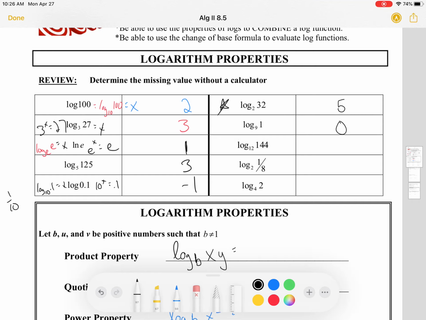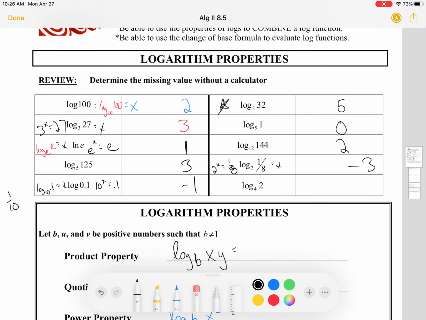Next up, this one should be easy as well. Log base 12 of 144. 12 to what power is 144? Should say, well, that's 2. Okay, next up, log base 2 of 1 over 8. Again, we're getting smaller here, so you know it should be a negative, so it equals x. 2 to what power equals 1 over 8? Well, we go negative to make it a fraction. And then 2 to what power is 8? Should say 3.